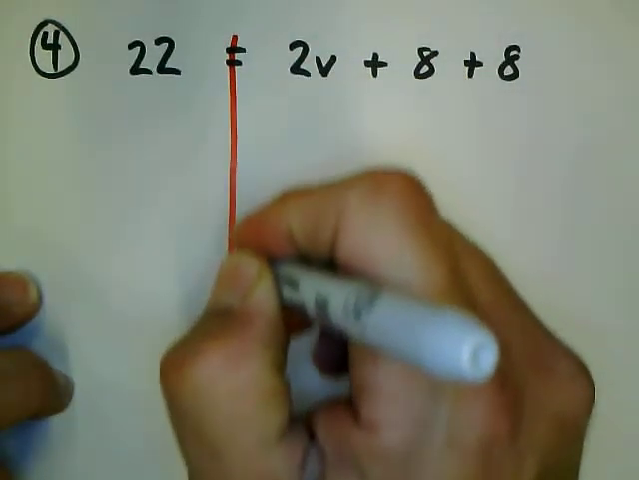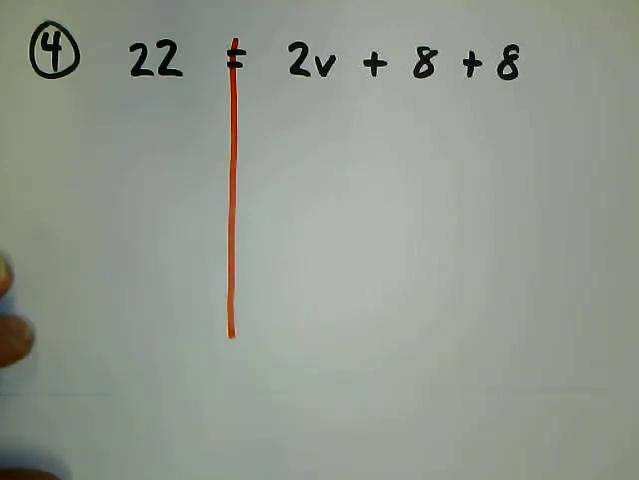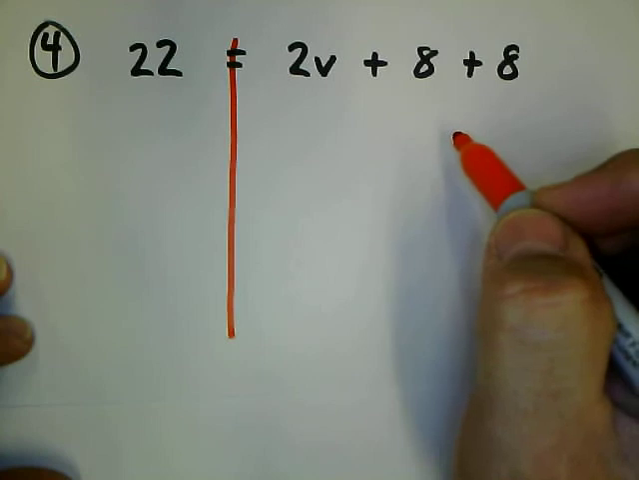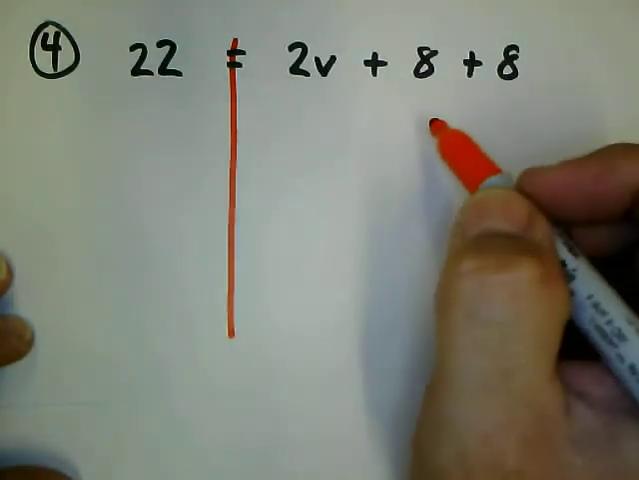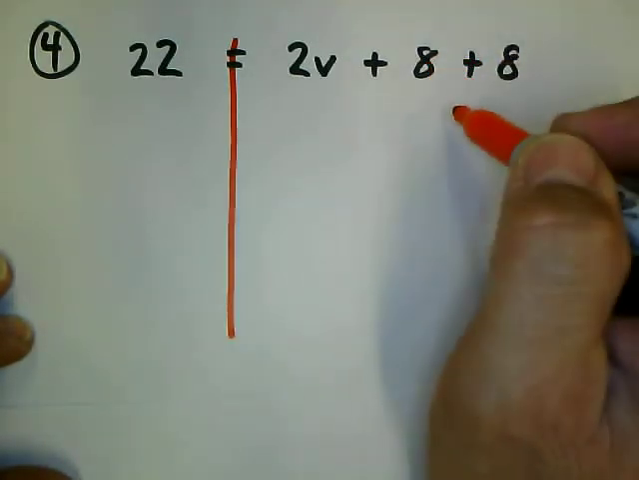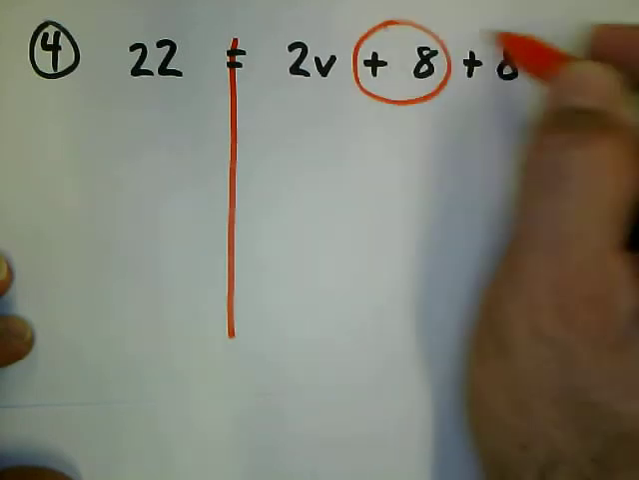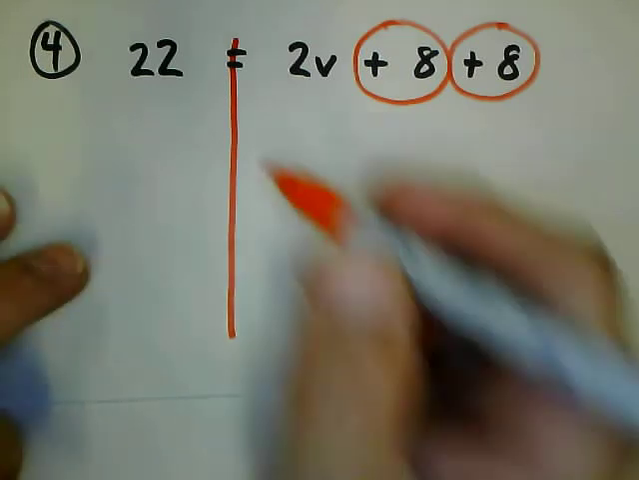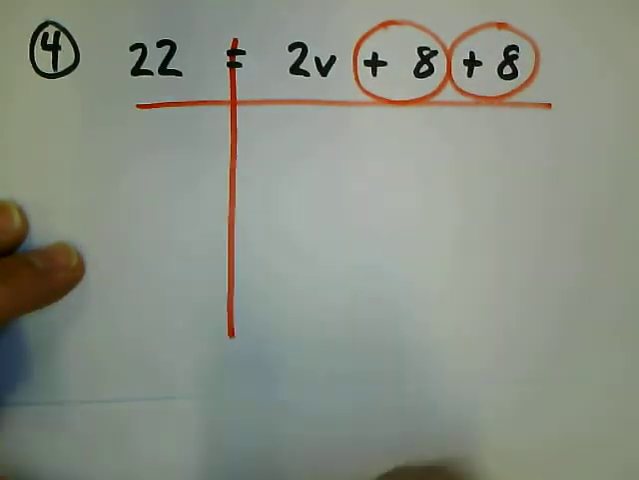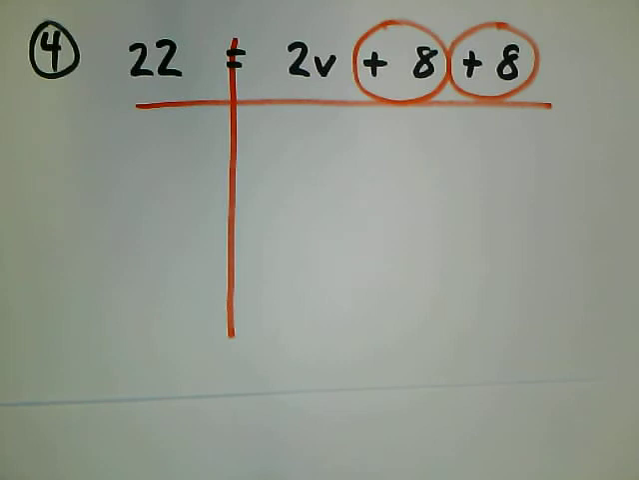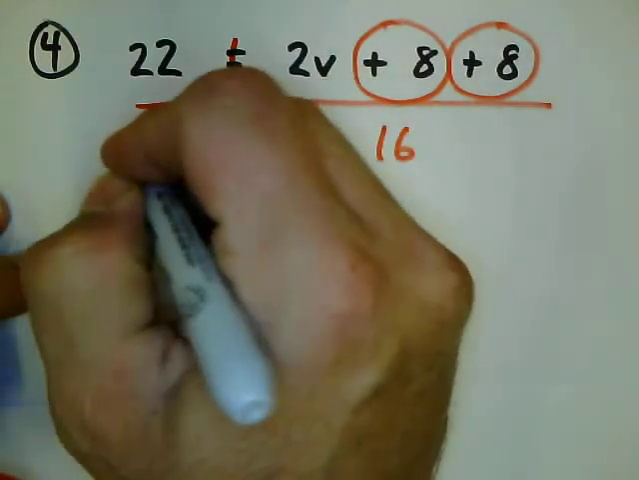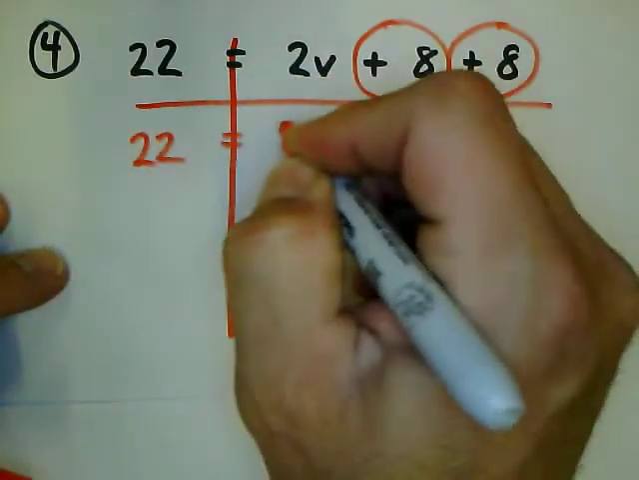So let's separate this one. What are our like terms here in this? There's no like terms over here. Anybody on this side? Plus 8. Yeah, it's both 8s. And why both 8s? Why are they alike? Because they both have what? Or don't have what? A variable. They don't have a variable, right? So 8 plus 8 is 16. Bring down the 22, the equals, and the 2v.